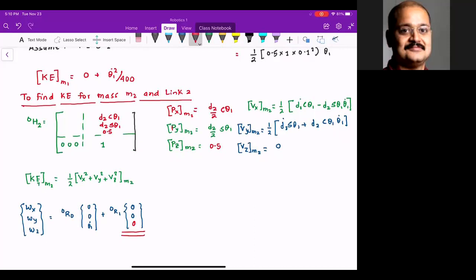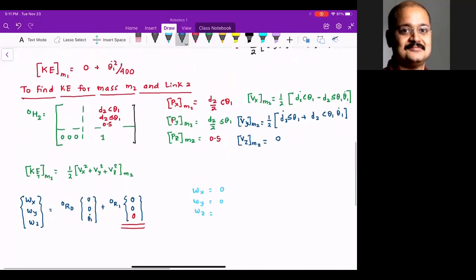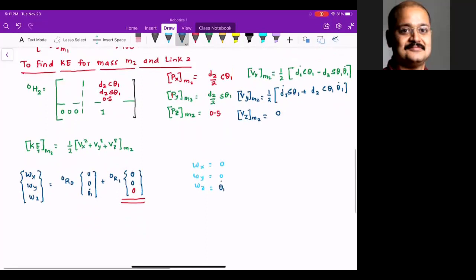Are you with me so far? Remember this. This is the point where students make mistakes. Now what it means is omega x, omega y, omega z for this guy is going to be 0r0. So omega x is going to be 0, omega y is going to be 0, and omega z is going to be theta 1 dot. Do you agree with me?